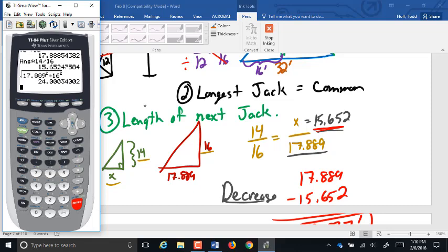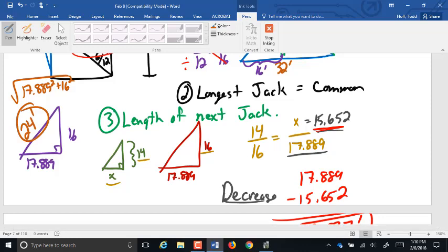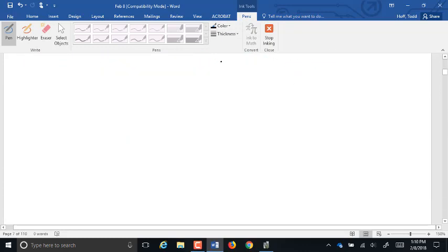So 24.000. That's actually 24 feet on the dot. What do you think? Good stuff? I want to do one more example and see if you guys can tell me how to do it. Then we'll call it a day.